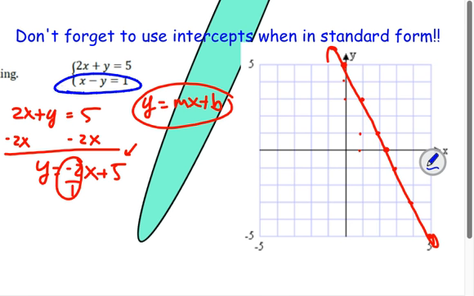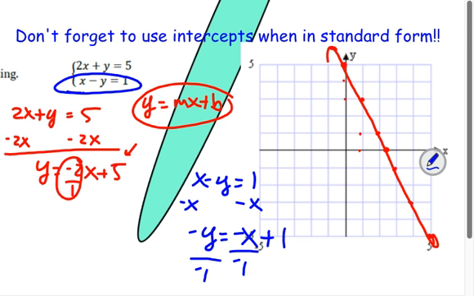This one, you could use standard form, find your x and y intercepts, but I'm just going to do this. Solve for y. First thing I'm going to do is get y by itself, so I'm going to subtract x from both sides. Negative y equals negative x plus 1. I don't want negative y, I want to solve for positive y, so I'm going to divide every term by negative 1. When I do that, negative divided by negative is a positive, so I end up with y equals negative right here, divided by a negative 1, that's a positive 1x. And 1 divided by negative 1 is negative 1.